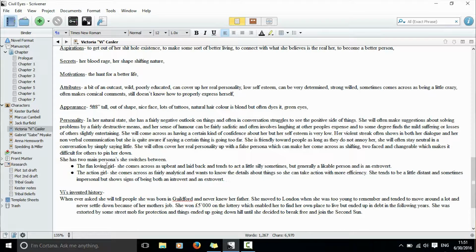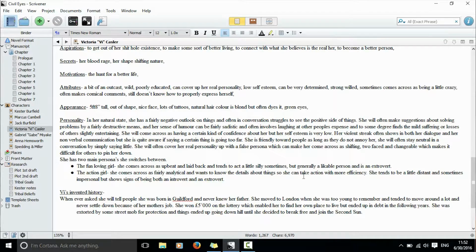The fun-loving girl comes across as upbeat and laid back and tends to act a little silly sometimes, but generally a likeable person and is an extrovert. And then she has this other persona which she will often put on in public, and there's a real dichotomy in these two personas. The action girl comes across as fairly analytical and wants to know the details about things so she can take action with more efficiency. She tends to be a little distant and sometimes impersonal, but shows signs of being both an introvert and extrovert.